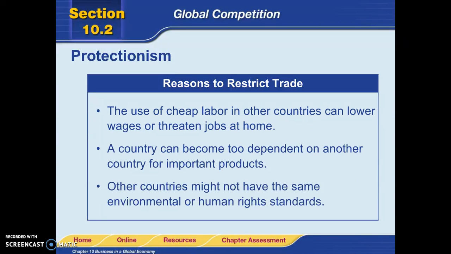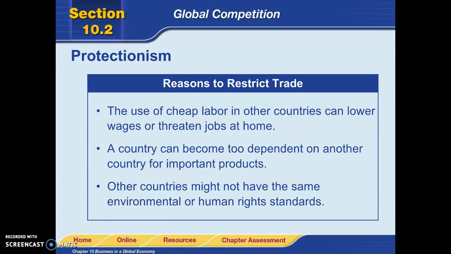Now, the use of cheap labor in other countries can lower wages and threaten jobs at home. We've seen that happen. There are a lot of different organizations that have moved production outside of the borders of the United States in order to take part and thrive on these cheapened labor costs.